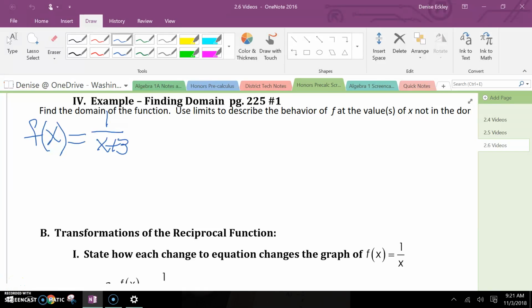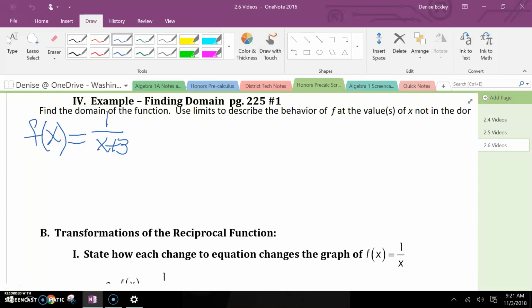Number 1 from page 225 is a review of how to write limit notation for vertical asymptotes, or where x is not in the domain, which we haven't done since early in Chapter 1. So we're asked to find the domain and then write the limit notation for the function f of x equals 1 over x plus 3.